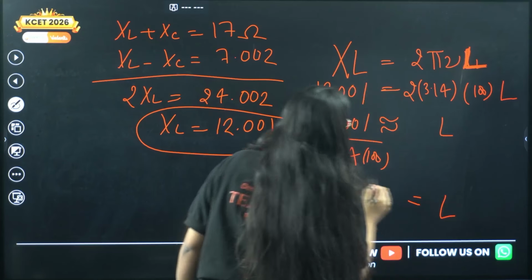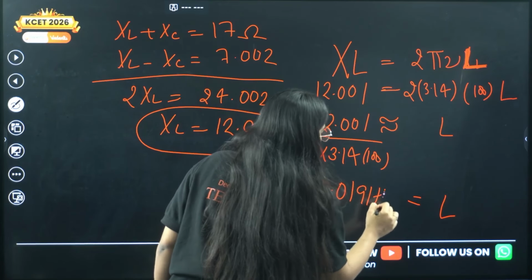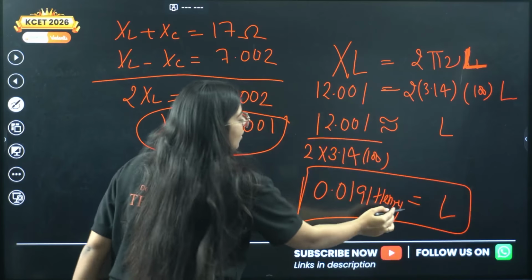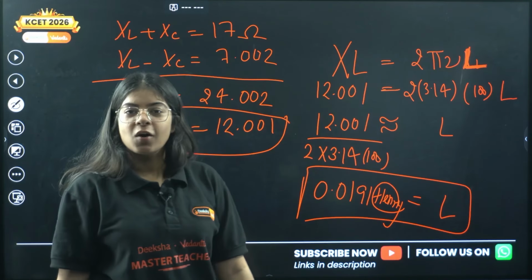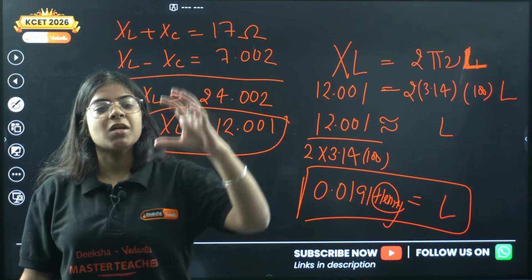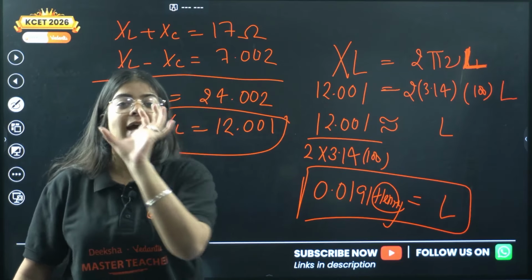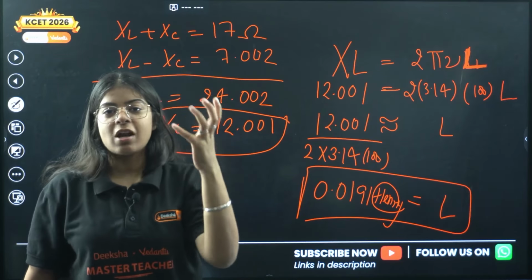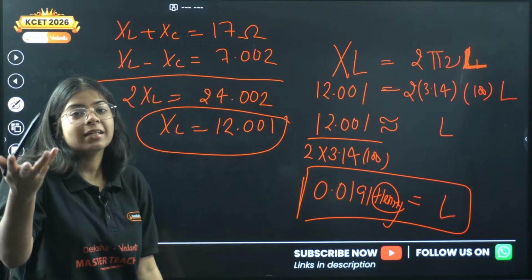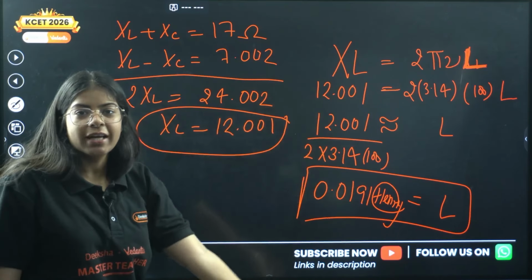So L will be what? How much was it? 0.0191 Henry. You know how I understood that there was a mistake? From the SI unit. Remember, when you write everything down with the steps, write what is given, then the formula, then put the values, calculation and SI units. Keep this tracker in your head. So even in the last step, you'll understand that there is a mistake. Because when I calculated XL, the unit is not Henry, right?